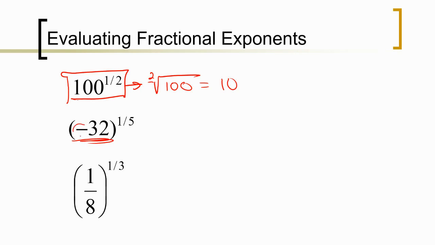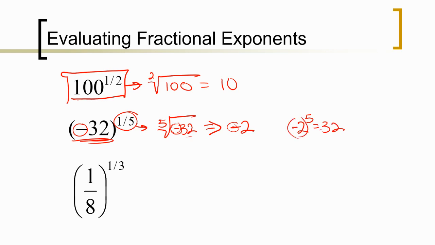Then we have a negative on the inside, but that can be okay as long as this is an odd index, and it is. So the 5th root of negative 32. Sorry, I was supposed to write a 2 there. And that value, the 5th root of 32 is 2. You can check that on your calculator, but the negative sign goes out in front because anytime it's an odd root of a negative, it just produces a negative result. And again, that's because 2 to the 5th is 32. If you put a negative in there, it would give you a negative 32.